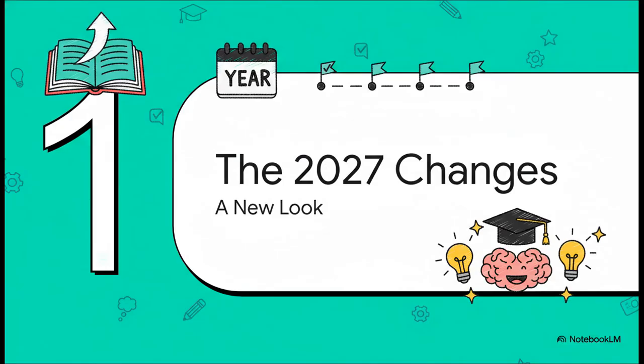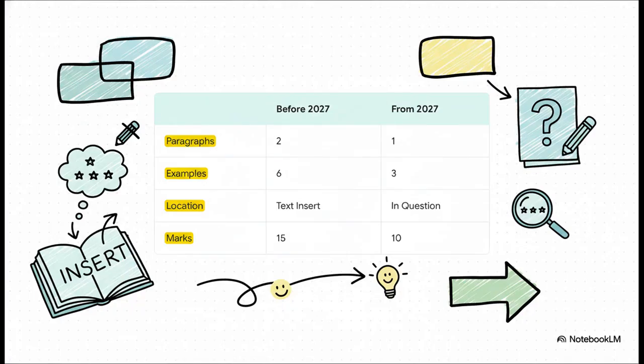The syllabus is getting an update for exams from 2027 onwards. And honestly, for this specific question, the changes are actually fantastic news for students. Okay, let's break this down. The question is basically becoming sharper, more focused. So instead of analyzing 2 different paragraphs for 6 examples, you'll now focus on just 1 paragraph and find 3 examples. The marks are adjusted from 15 down to 10 to reflect that.